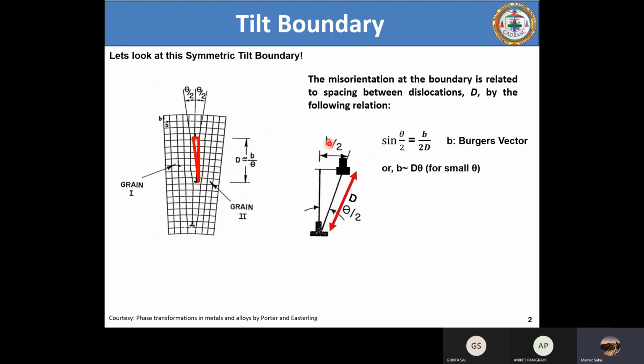So sine theta by 2 will be equal to b by 2d. Here b is the Burgers vector. So now let us make it very simple.